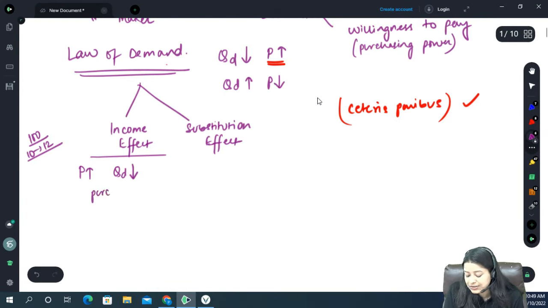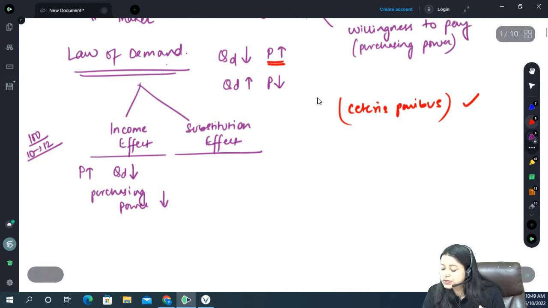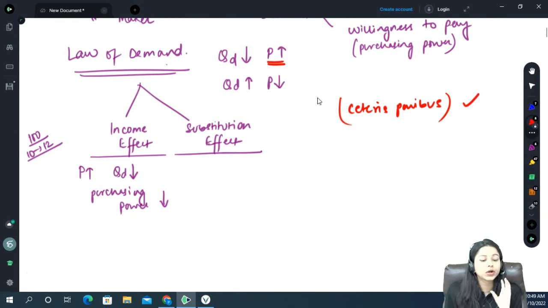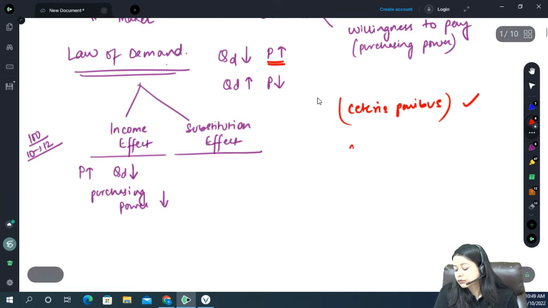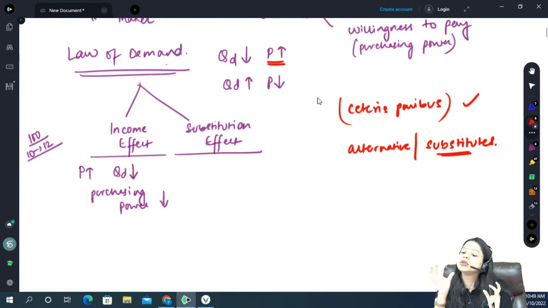What do we say? Purchasing power decreases. Clear? What is substitution effect? Before starting substitution effect, there are a few important words which you have to consider. Let us say alternative goods, or we call them substitutes. Now what are these substitutes? These are things which you can buy alternatively. For example, you are searching for different lipsticks. Now there are different alternatives: you can buy from a Sugar brand, or you can buy from MAC. So these are alternatives, right?